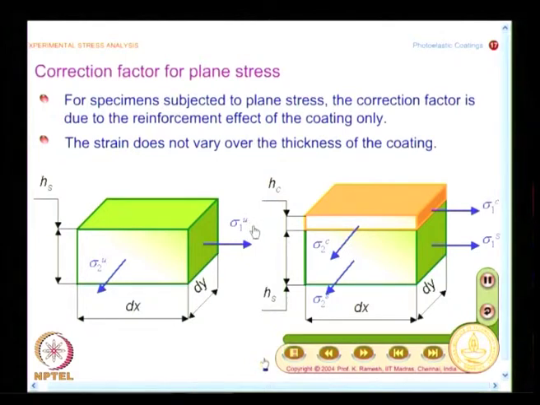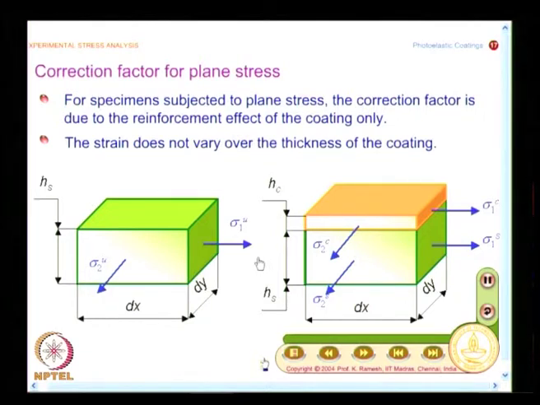In a coated specimen, what do we say? I will have a stress developed as sigma 1 s on the specimen and sigma 1 c on the coating. So, now I will have to essentially do a force balance and find out what is the share of sigma 1 c and what is the share of sigma 1 s, and this is how we will develop the methodology to find out the correction factor.